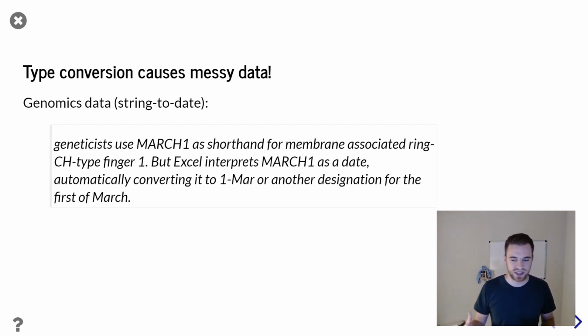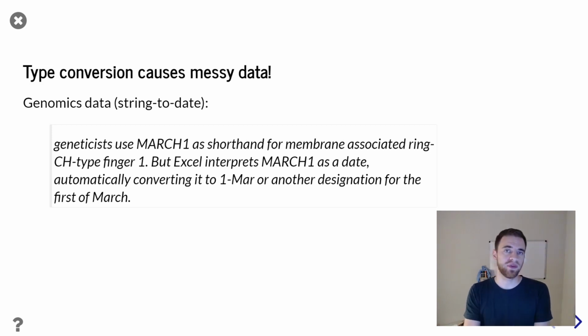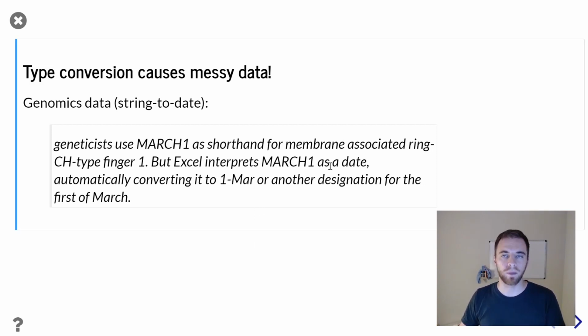Now, this causes some messy issues. As I mentioned before, Excel likes to be really helpful and convert something that looks like a date to a date. So here was the actual data. March 1 is a shorthand for membrane-associated ring CH type finger 1, but Excel interprets March 1 as the date, 1st of March, and so it converts it to 1-mar. So if you look through all of these appendices of all these scientific papers, you'll see instances of 1-mar where it meant March 1st.